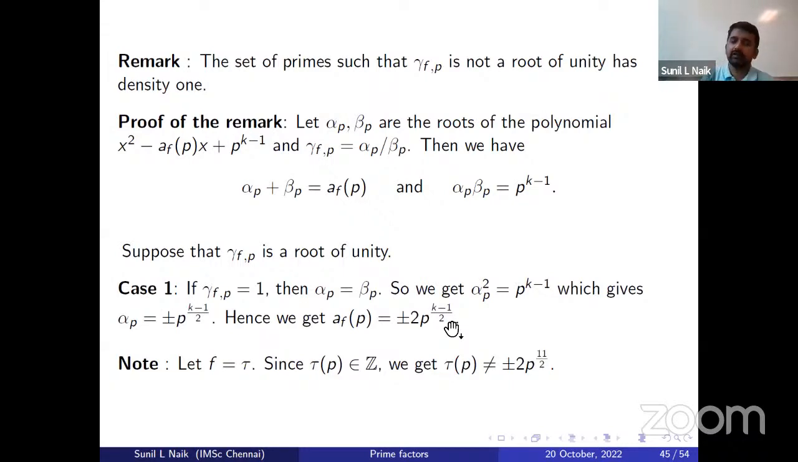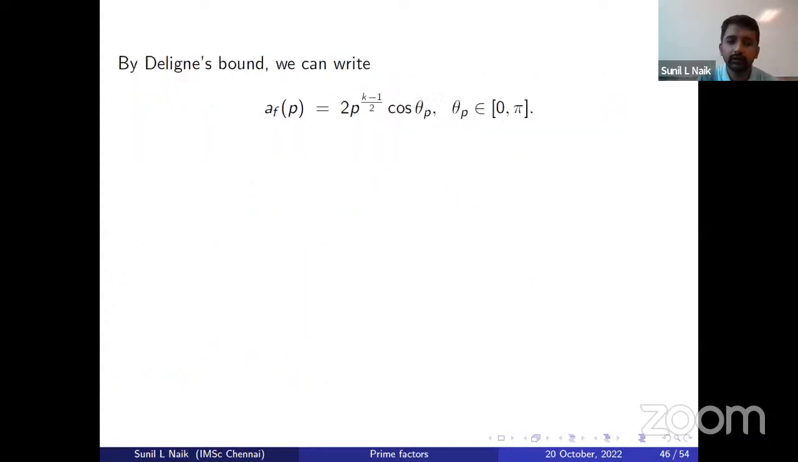And observe that if we consider f to be the Ramanujan tau function, we know that the values of the tau function are integers. Since k is equal to 12, this is not an integer, so tau(p) cannot be equal to plus or minus 2 times p to the power 11 by 2. But in general, the coefficients are algebraic integers. So in order to prove this case, we need the stronger theorem called the Sato-Tate conjecture.